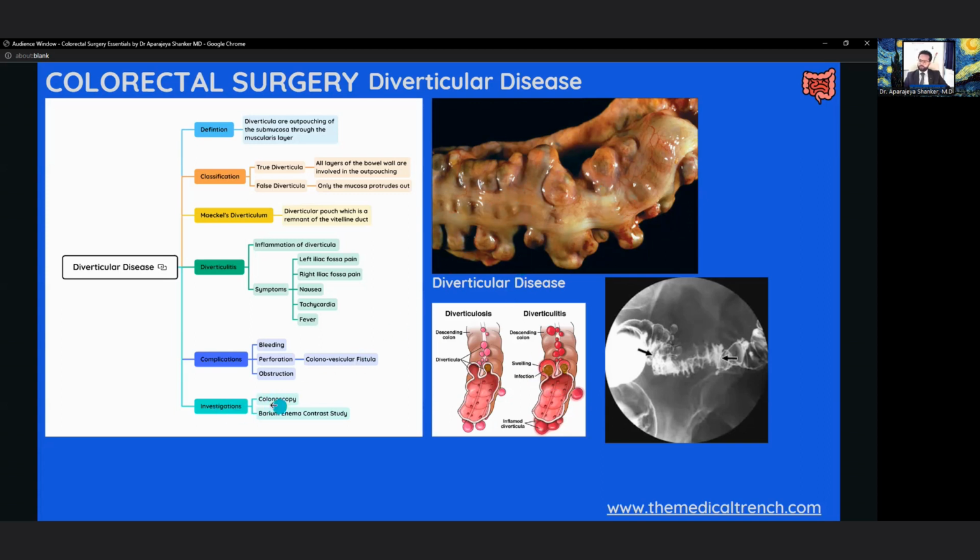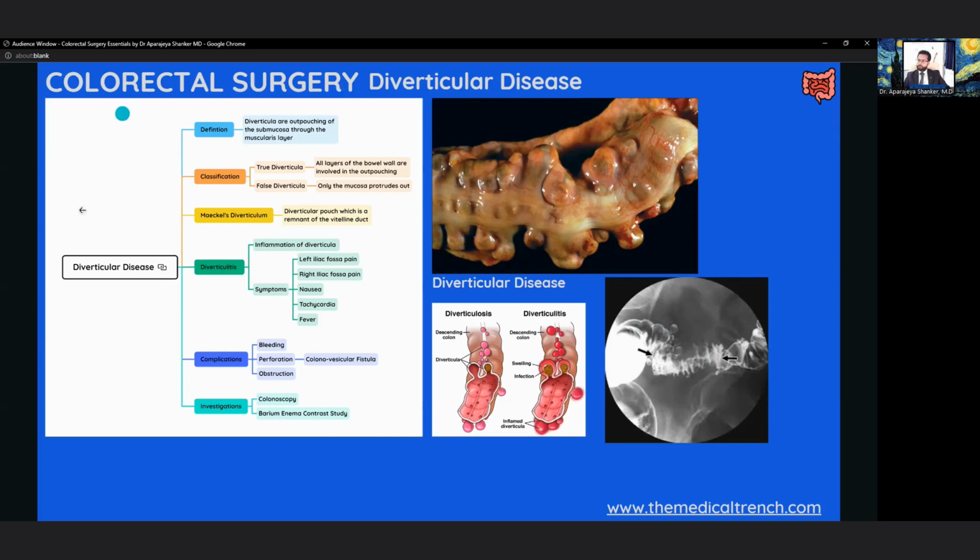And you have just two major types of investigations. The first is a colonoscopy, and the second is a barium enema contrast study, which you see here. Now, if you look at this image as well, here also you can see that this is a diverticulum, and this here is a diverticulum because you can see the block here, and you can see this outpouching here as well. This is also likely a diverticulum as well.